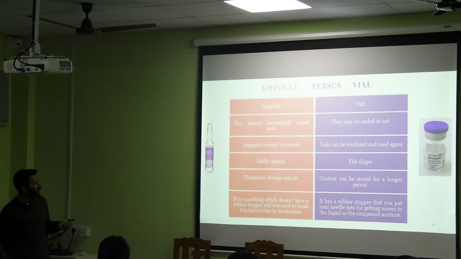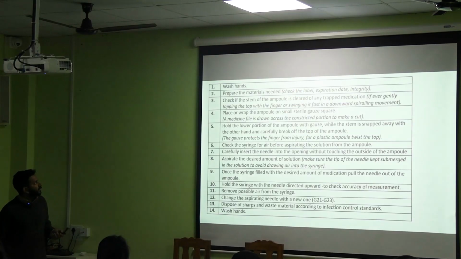The ampule is for temporary storage, while the vial's content can be stored for a longer period. The ampule does not have a rubber stopper, and you need to break it to access the medication. You have to break this, otherwise you can't access. In the case of the vial, there is a rubber stopper that you put your needle into for getting access to the liquid. So these are some differences.